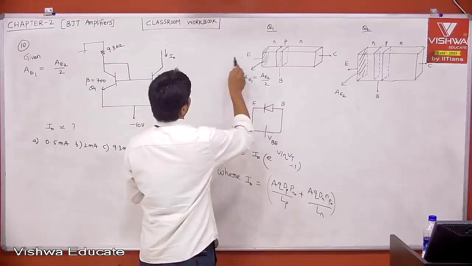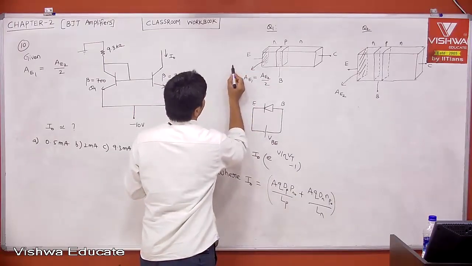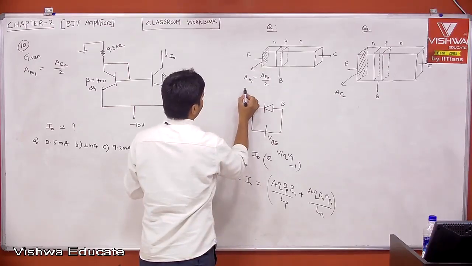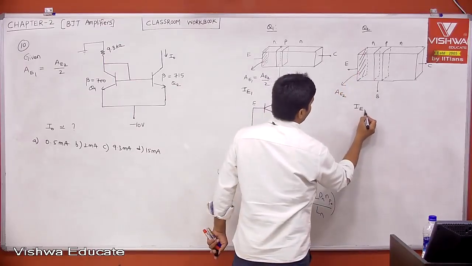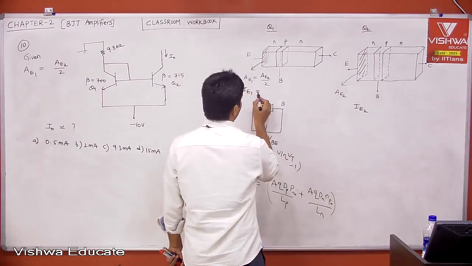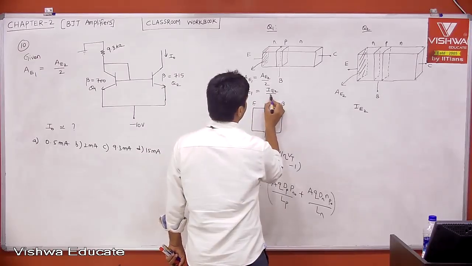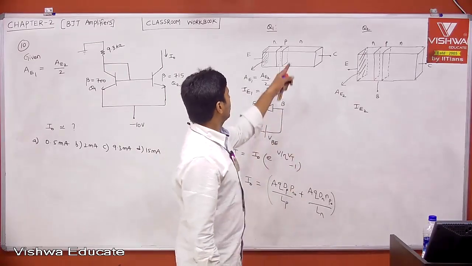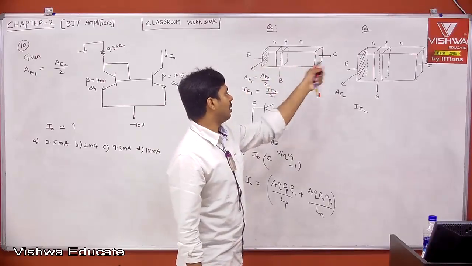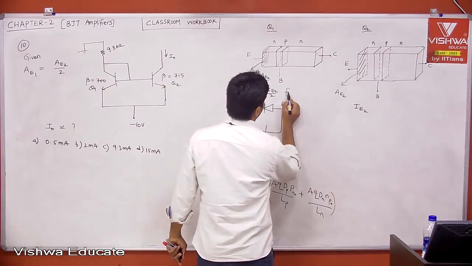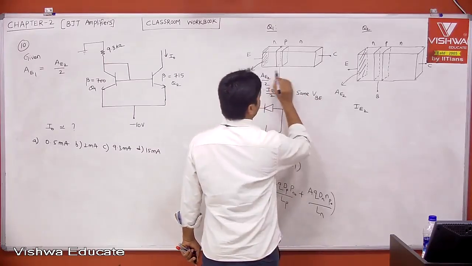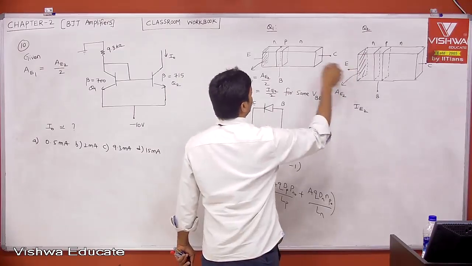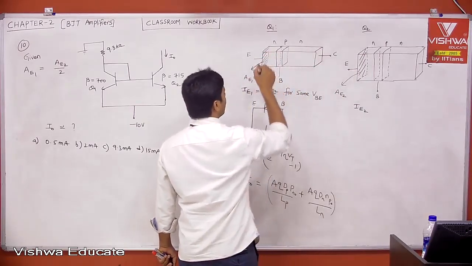Therefore, what I want to say from here is, for the same voltage, if area is twice, let us say whatever current you are having here is IE1, and this is current IE2. Then if you ask me the relation between IE1 and IE2, IE1 is equal to IE2 by 2, exactly half of this current, because this is half of the area. For the same VBE, for the same voltage, because this area is twice of this, or this area is half of this, the current is also half of this.